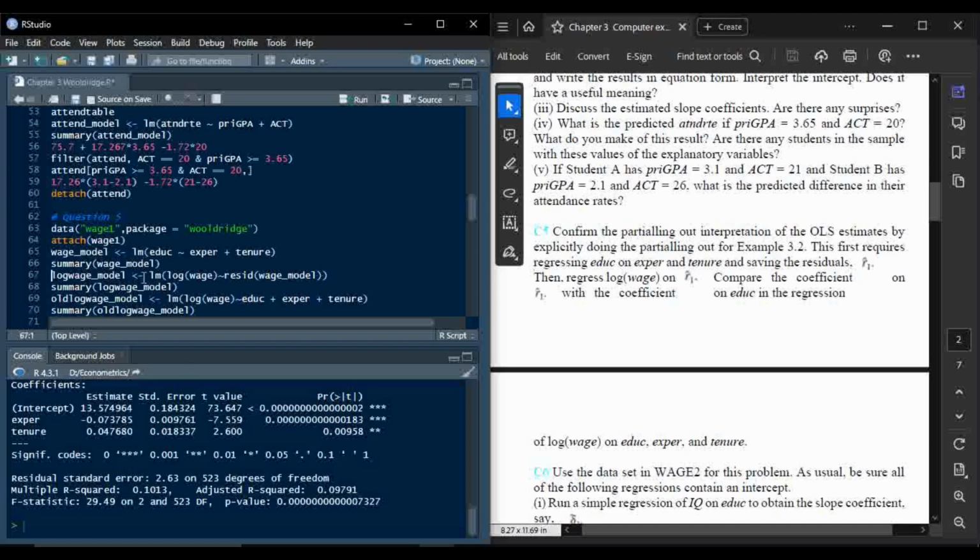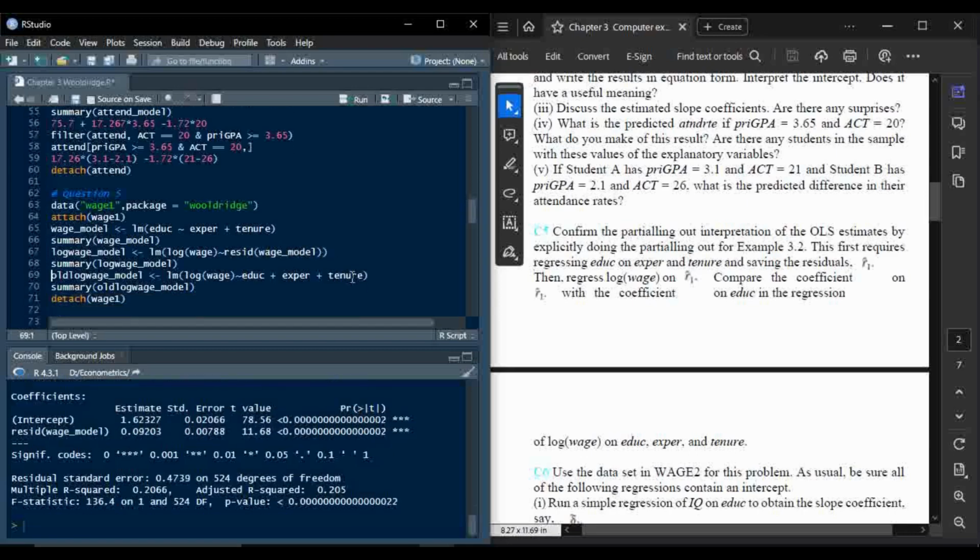Now let's create a model by the name of log wage underscore model, and in this model we will regress log wage on the residuals from the previous model. So type log wage and tilde, and then use this command resid, and then in the bracket wage model. This function resid will call the residual values from the previous model. Press Ctrl plus Enter and then summarize this model. In this model the intercept is 1.62, and the coefficient on residual values from the previous model is 0.092.